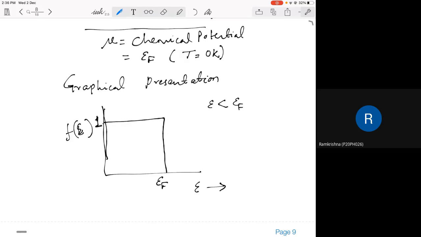And then at E equal to EF, all the energy levels will be empty above E. When E is greater than EF, all energy levels are empty. That means there are no electrons there. So all the electrons are only present below your Fermi energy, and that's why your distribution Fe will be 1 below EF. And this will be T equal to 0.